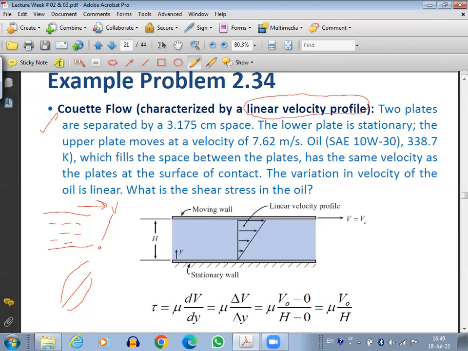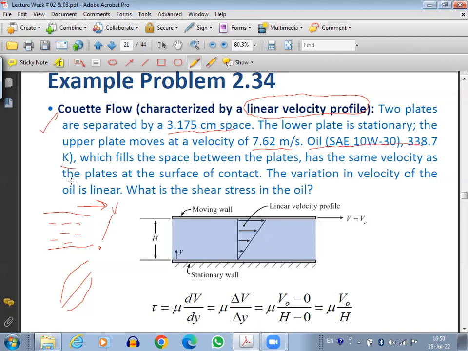Given the question in the exam, you might say, doctor, I have never seen Cauchy flow in my life, I have gone through this course and never discussed Cauchy flow. So it is discussed here in this numerical. Two plates are separated by 3.175 centimeter space. So there are two plates and this is the space in between. The lower plate is stationary and the upper plate moves at a velocity of 7.62 meter per second. The oil is SAE 10W30 at 338.7 Kelvin.